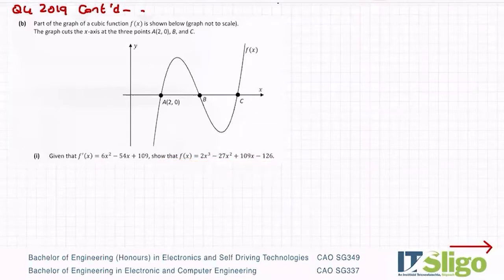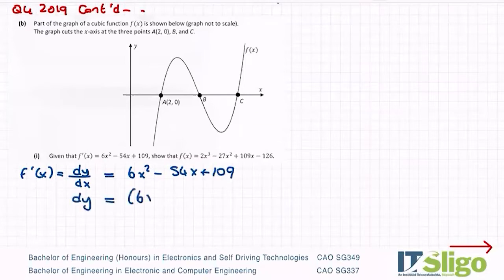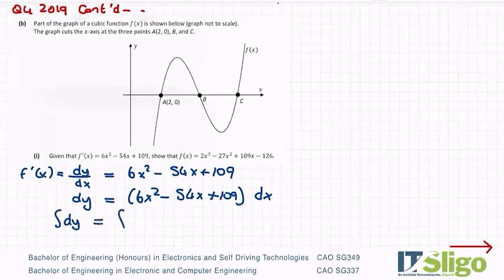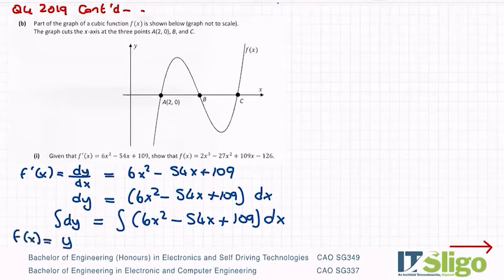Okay, so if f dash of x, which is equal to dy dx, is equal to 6x squared minus 54x plus 109, then we can say that dy is equal to 6x squared minus 54x plus 109 times dx. And if we get the integral of dy and we get the integral of the function, we will get back to the original function. Okay, get the integral of dy and you end up back at y, the original function, which of course is f of x. So let's integrate this one.